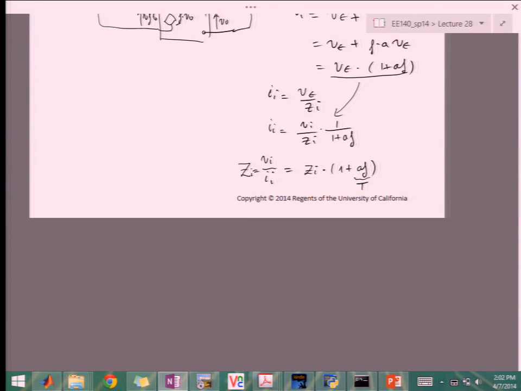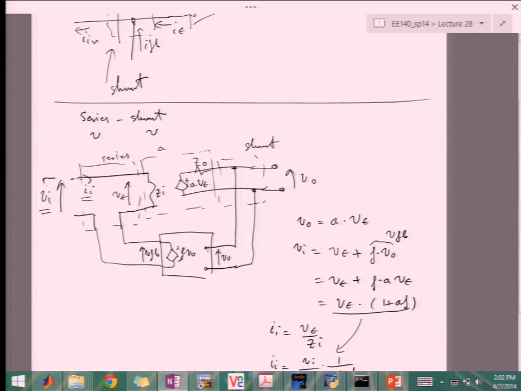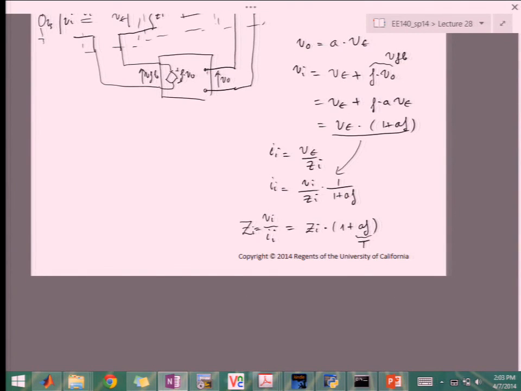Since AF is greater than 1, I am significantly increasing the input impedance, right? Which makes sense. I'm trying to sense voltage, right? So I want this closed loop amplifier to present as high an impedance as possible to the previous stage, so that if this VI was created out of some voltage source with its Thevenin Z source, then the maximum voltage is being transferred to the amplifier if my input impedance is the largest. So this is a general thing. In the voltage or the series input amplifiers, my feedback is always going to work to boost the impedance so that I can better sense that input voltage.